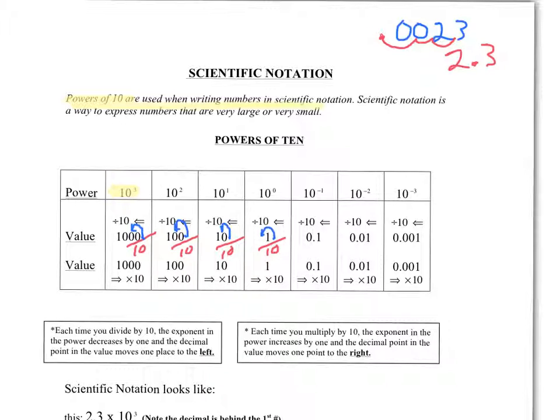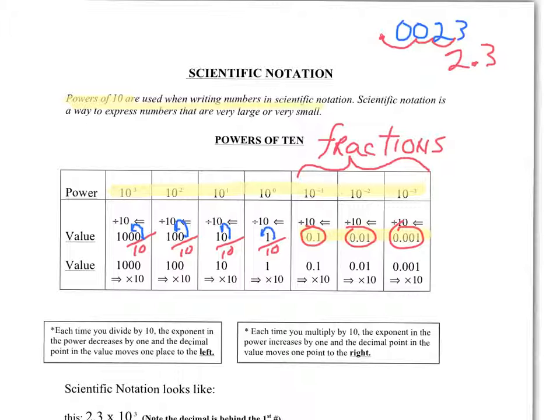Notice the pattern of the exponents, which decrease from 3, 2, 1 to 0, and then -1, -2, and then -3, as we continue to divide by 10. Please note that when the exponents become negative, these represent fractions, such as 1/10, 1/100th, or 1/1000th. When you see a negative exponent, it means this is a number smaller than 1, which means it's a fraction.